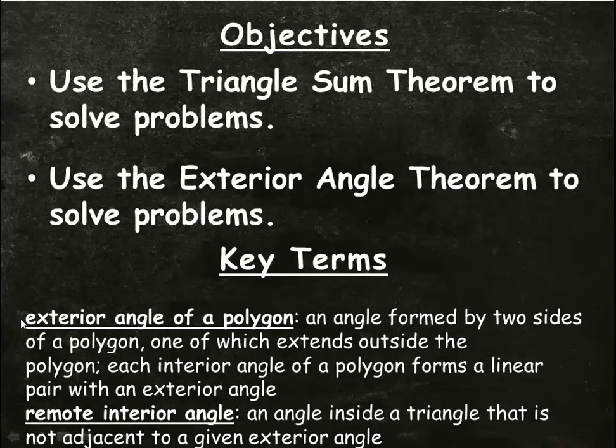Two terms that we're going to be talking about in this lesson are exterior angle of a polygon, and that's an angle formed by two sides of a polygon, one of which extends outside the polygon, and each interior angle of the polygon forms a linear pair with the exterior angle. That's going to make a lot more sense when we get there. And then remote interior angle, an angle inside a triangle that is not adjacent to a given exterior angle.